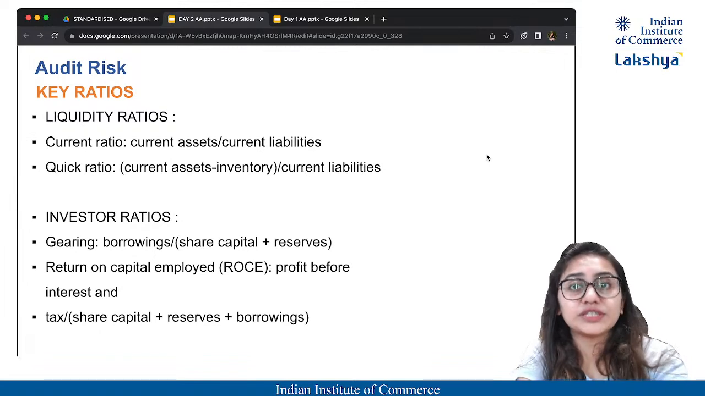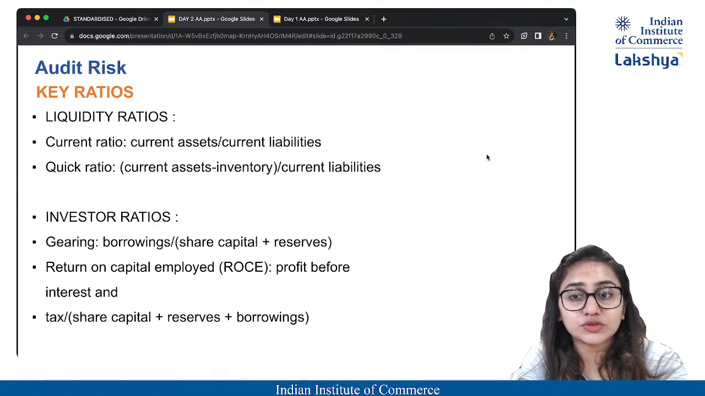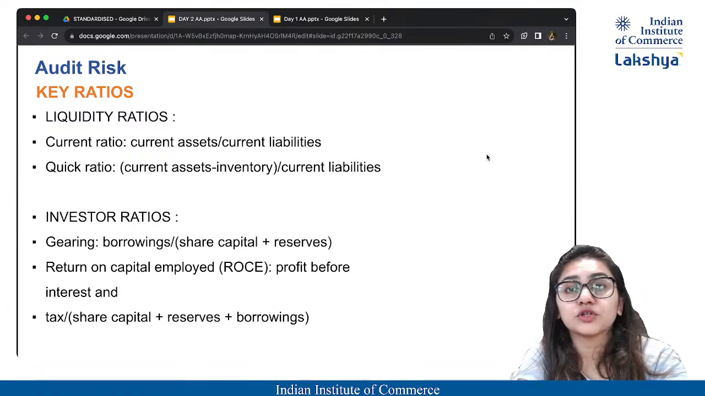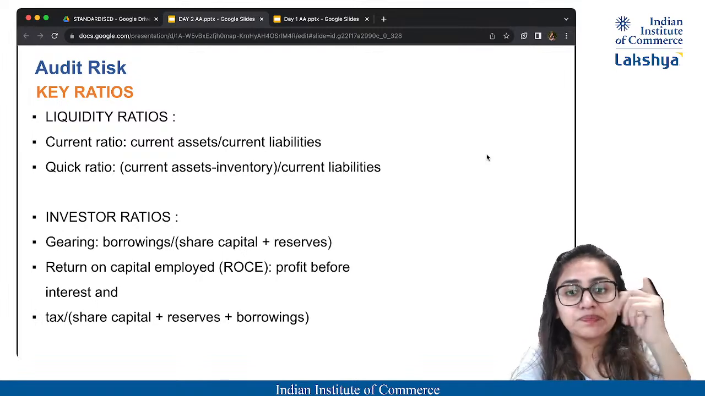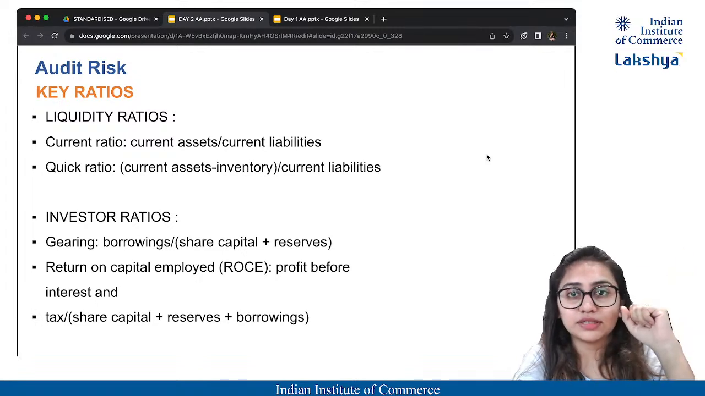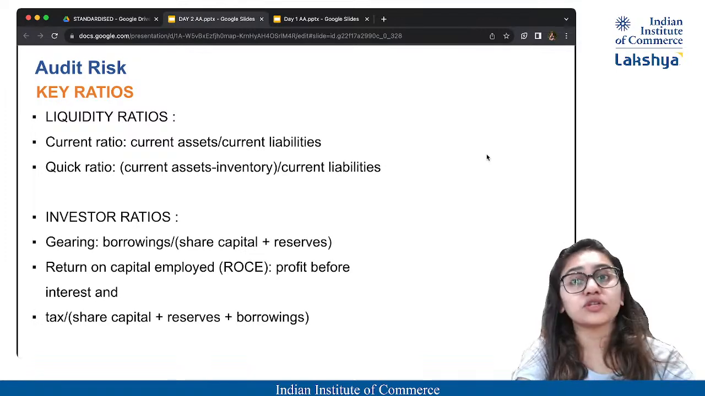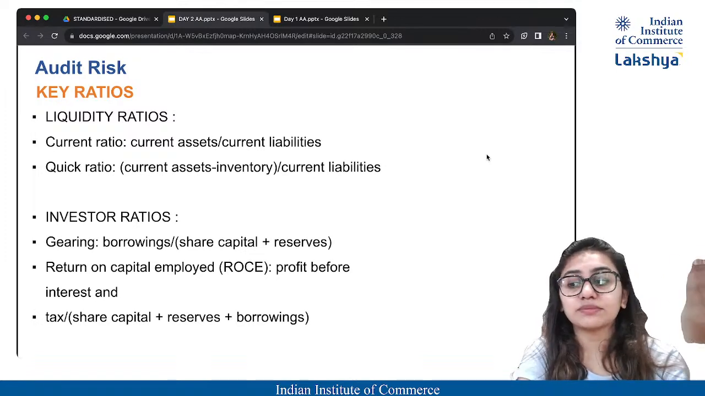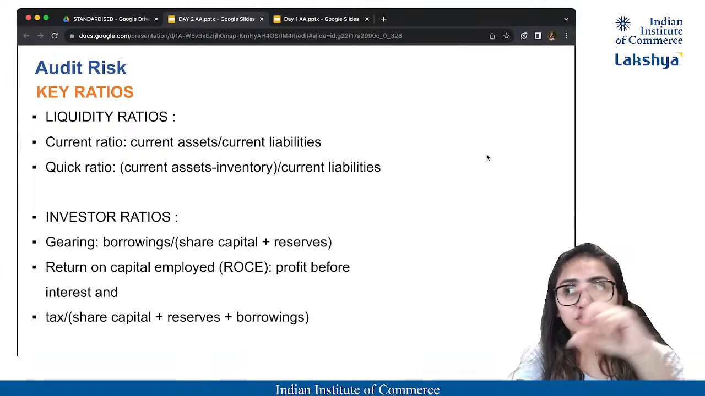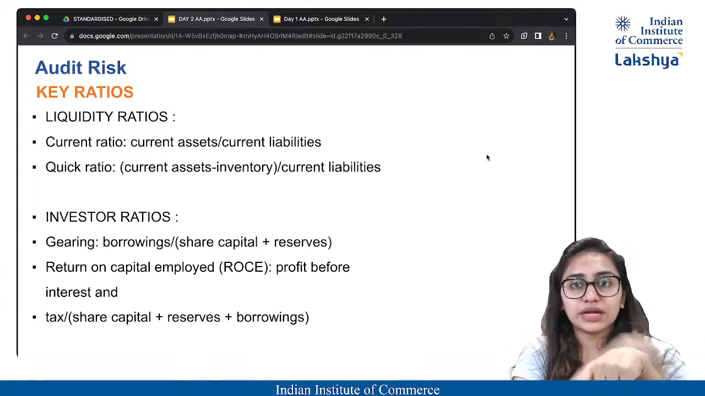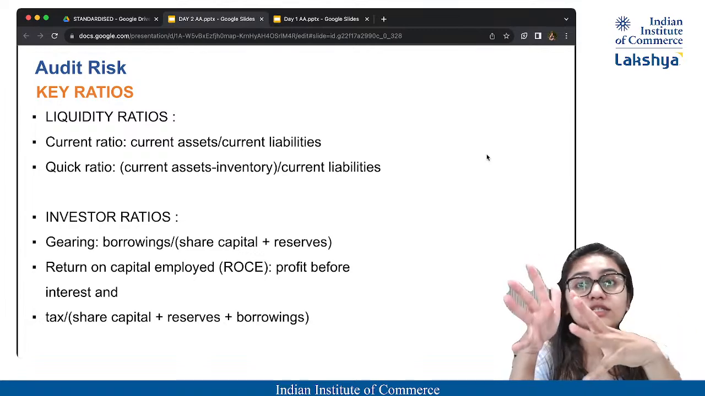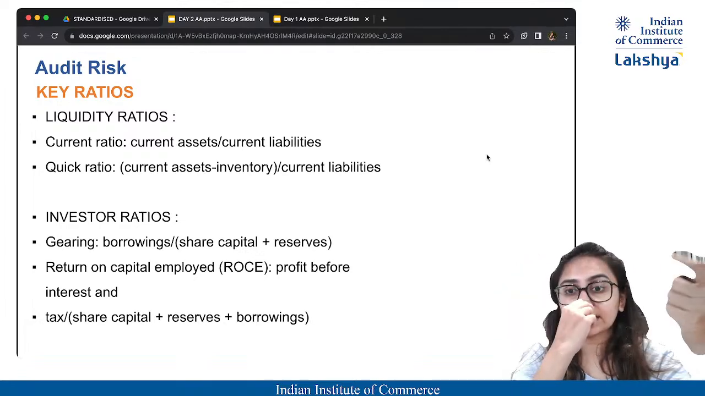Then we have liquidity ratios. What are the liquidity ratios? How quickly you can convert your things into liquid cash. Current assets upon current liabilities. What is the ratio of your assets to liabilities? Your assets should be more than your liabilities. If your liabilities are more, that means you're a loss-making company. So your assets should always be more than your liabilities. In real life also, the assets that you own should be more than what your liabilities are.